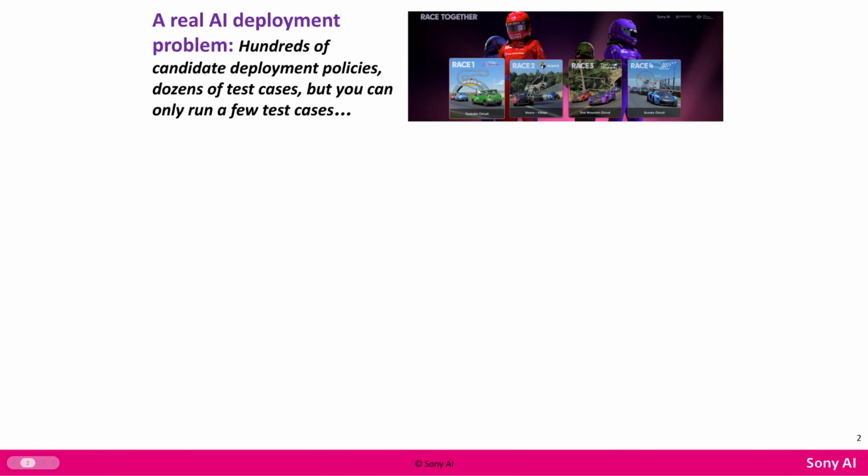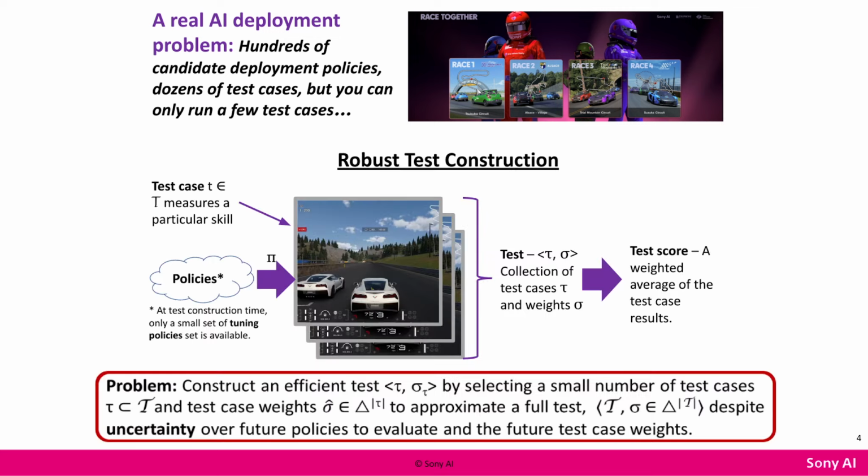Consider an AI deployment situation like the Race Together event in the Gran Turismo 7 PlayStation game. With hundreds of candidate deployment policies, you can only afford to run them on a fraction of possible test scenarios. We frame this problem as robust test construction.